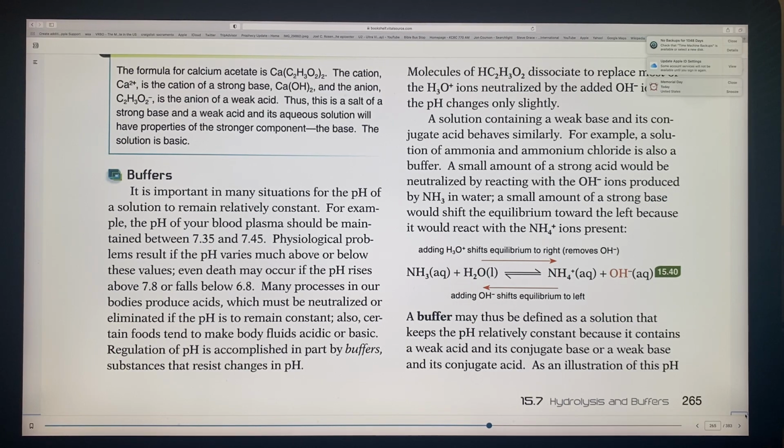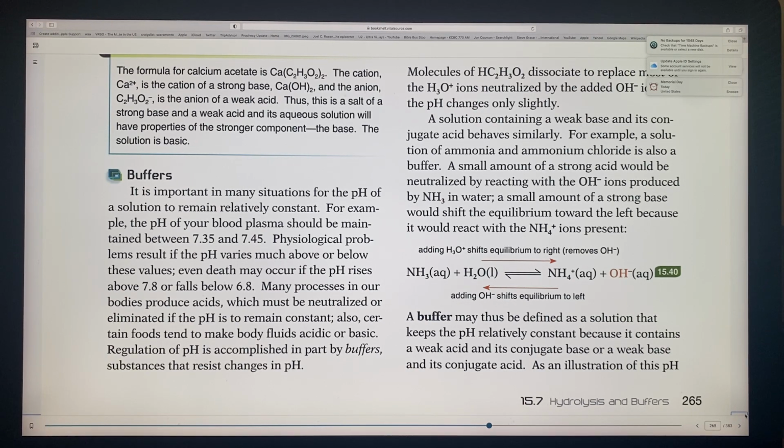It says that in many situations it's important for the pH of a solution to remain constant. The pH of your blood plasma should be maintained between 7.35 and 7.45. That's a very narrow range. Isn't that God, how God maintains our blood plasma in such a narrow range, despite everything we eat that's acid?